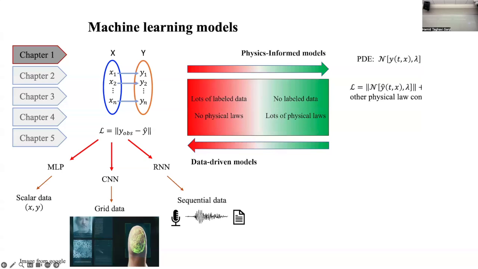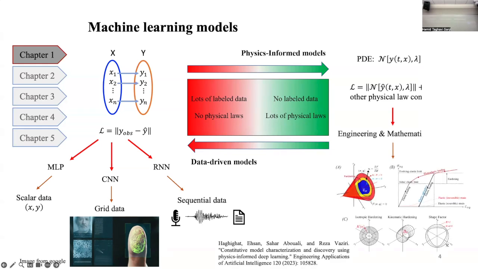The second group, on the other hand, doesn't use any labeled data. They use the physical information, and they use the partial differential equations and physical constraints to define the loss functions. This approach has attracted a lot of attention recently in the field of engineering and mathematics.